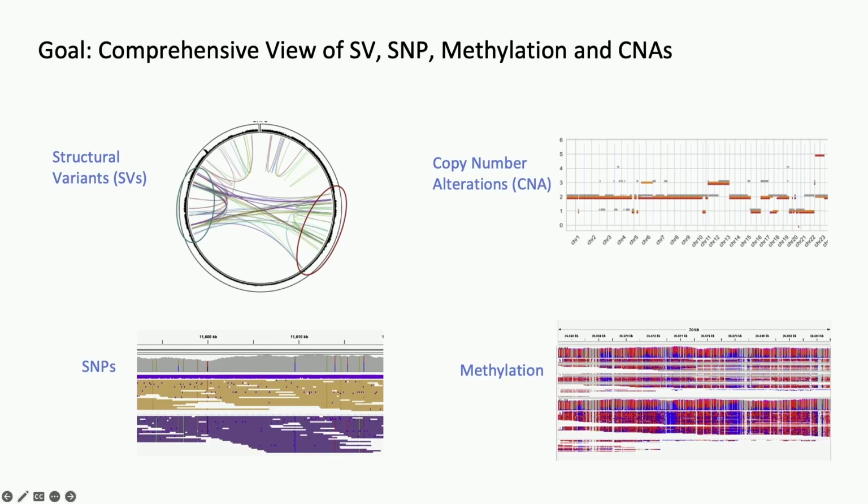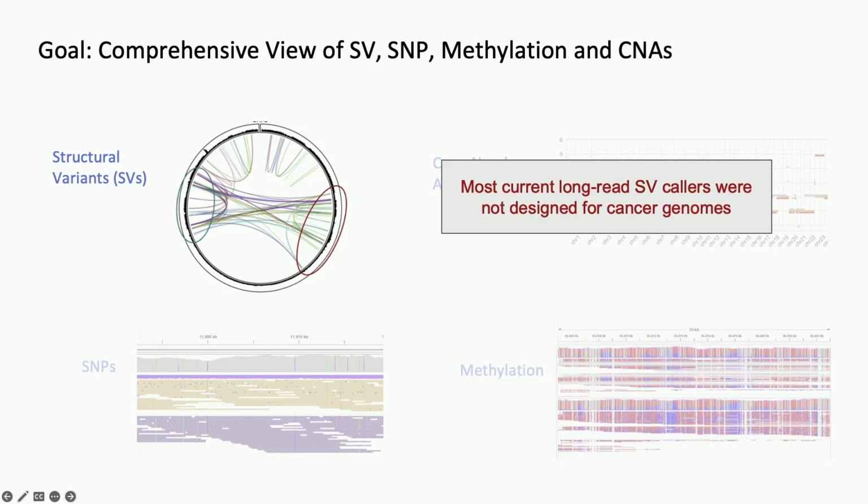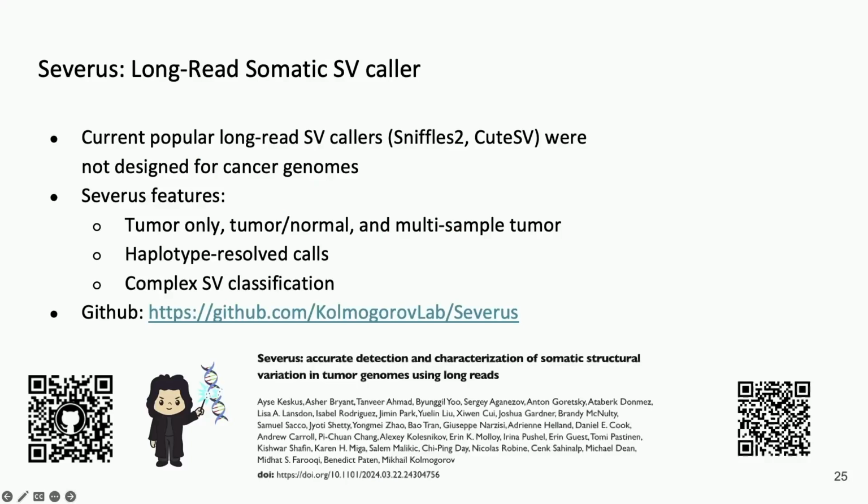And our goal was not just to look at the structural variants, but to construct a comprehensive view of all genomic aberrations and methylation, epigenetic aberrations as well. And of course, firstly, we wanted to focus on structural variants. What we realized is that most of the current long-read structural variant algorithms were not designed for cancer genomes. They were designed with a quote-unquote healthy genome in mind and typically aiming for indels. So we decided to develop a new algorithm called Severus. And now over to Aisha, who will tell us about how Severus works.